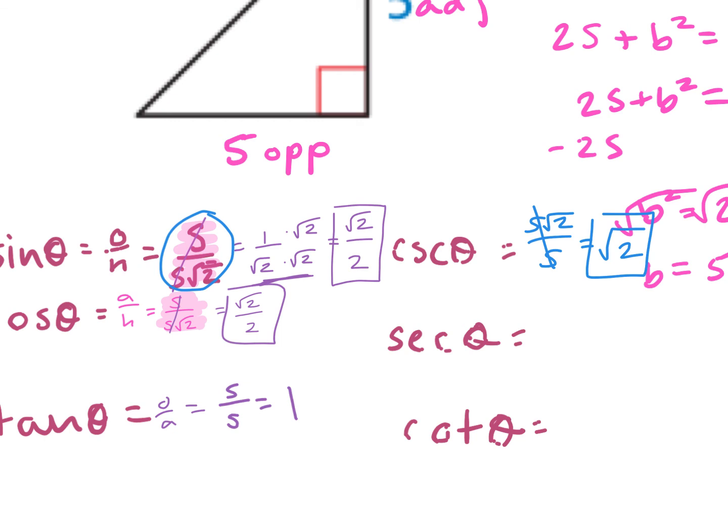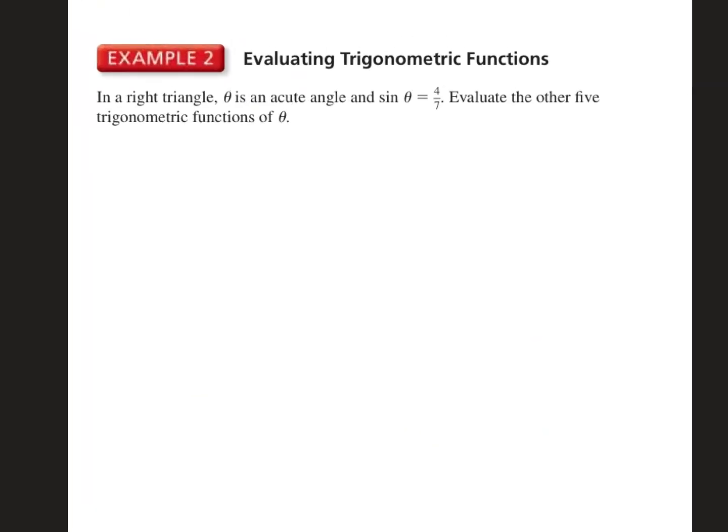What about secant? The same thing, so square root 2. Awesome, same thing, we'd get 5 square root 2 over 5, which simplifies to square root 2. And then cotangent. 1. Perfect, it'd be 5 over 5, which simplifies to 1. Awesome. All right, let's look at example 2.